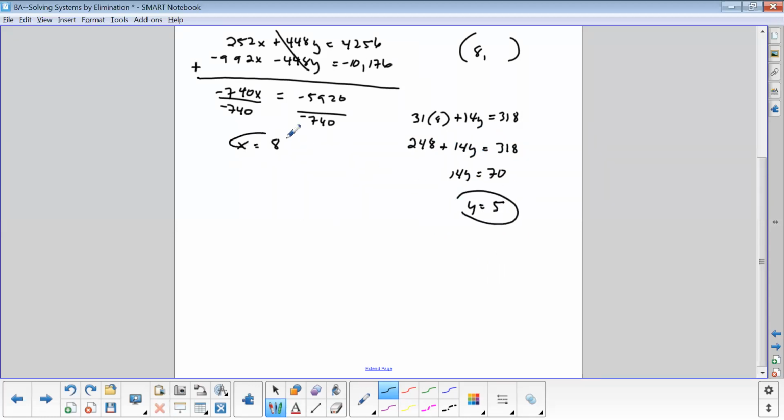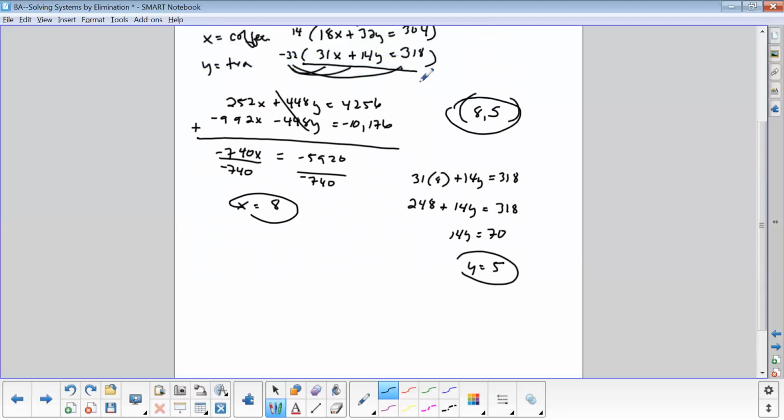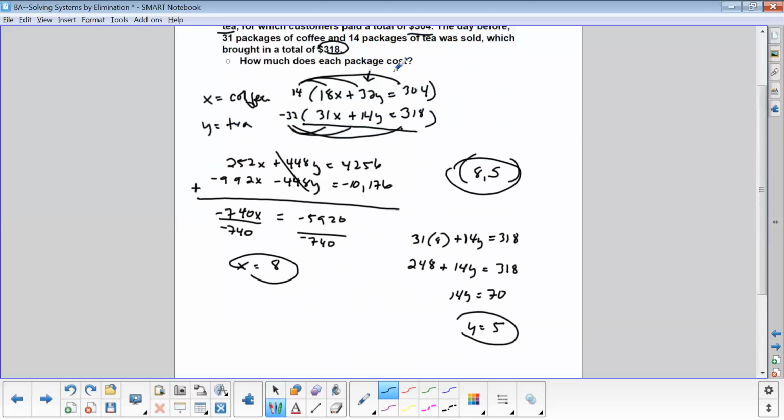So I've got 5, I've got 8. There's my solution, and it means something in the problem. So how much does each packet cost? Well, coffee packages cost $8 per, and the tea packages cost $5.